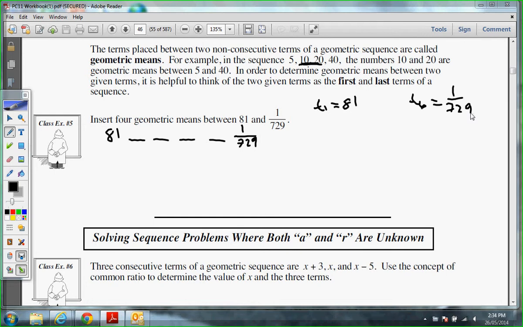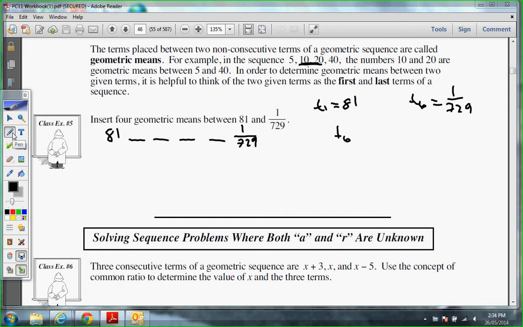Okay, we're going to use that same type of method that we've used before to figure out what our R is. That's kind of the stump that we need to figure out what our common ratio is. So we know that T6 is 1 over 729. Let me set this up first here.